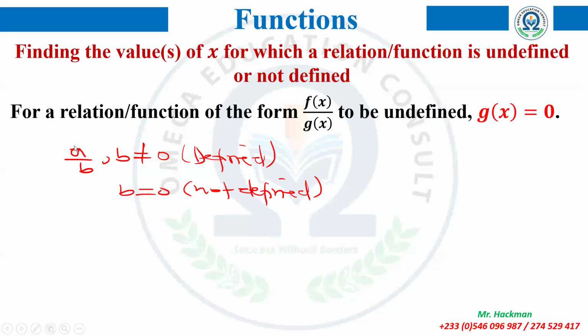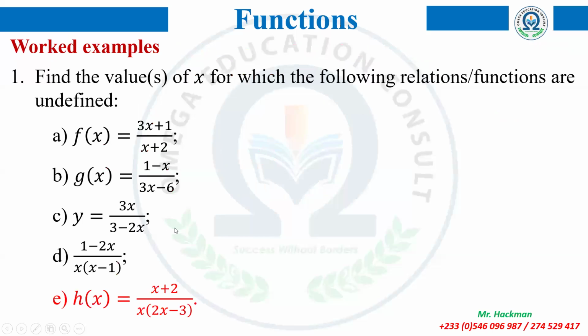So for any fraction to be undefined or not defined, just equate your denominator to 0 and solve the resultant equation. So if you equate the denominator to 0, then you've moved from expression to an equation. So you use your technique in solving equations to find the value or values of the variable. That's all. So quickly, let's go and look at our first example.